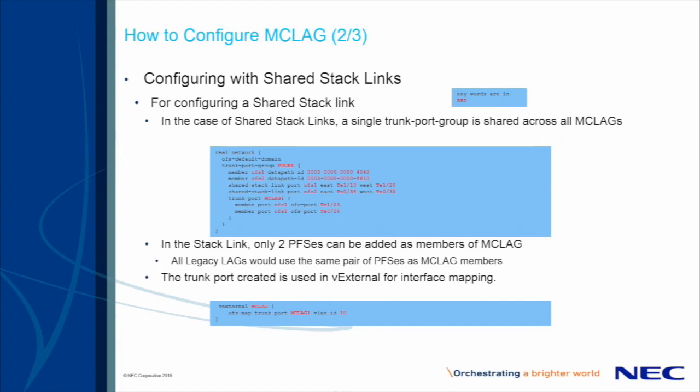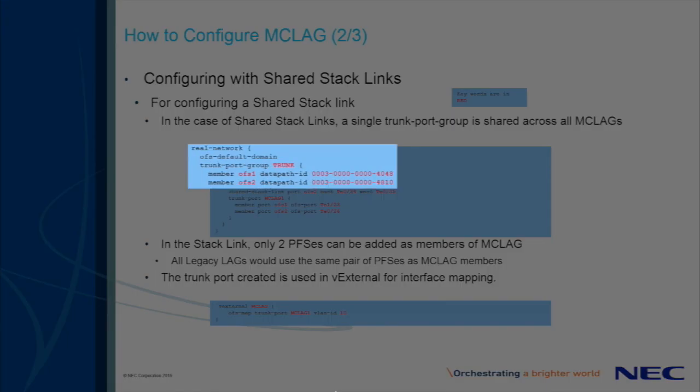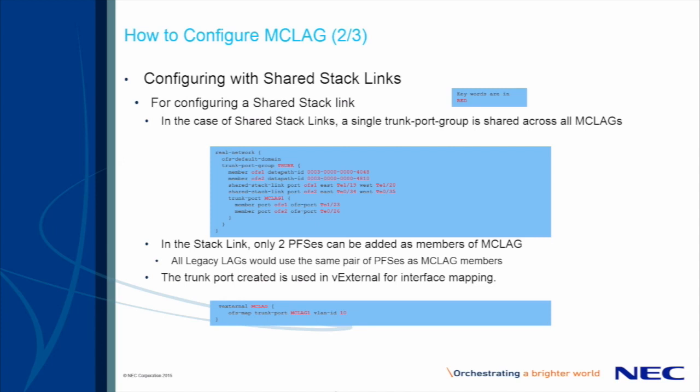This slide starts by showing how to configure MC-lag, including the trunk port group, the associated shared stack links, the MC-lag trunk port, and lastly the vExternal mapping. The top of the slide starts by configuring the trunk port group to add the associated member OpenFlow switches to the MC-lag. Notice that OpenFlow switches are identified by the datapath ID. Recall in previous slides we illustrated how to retrieve the datapath ID via various command output.